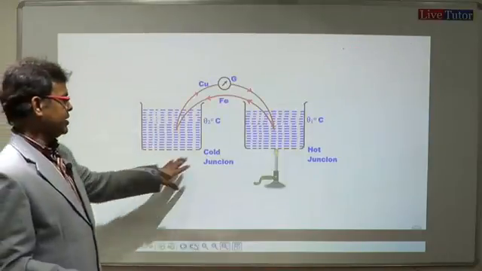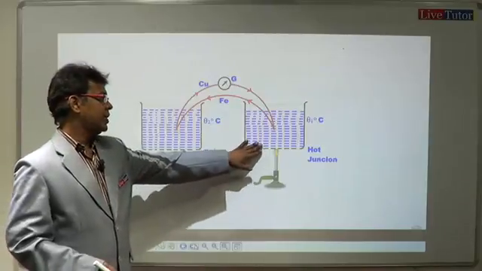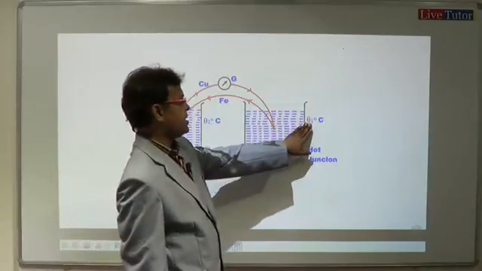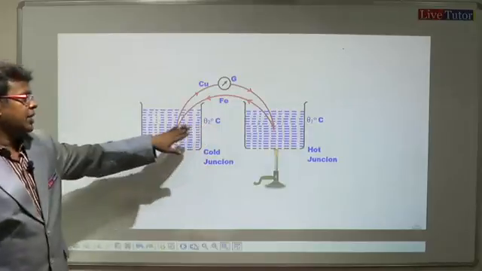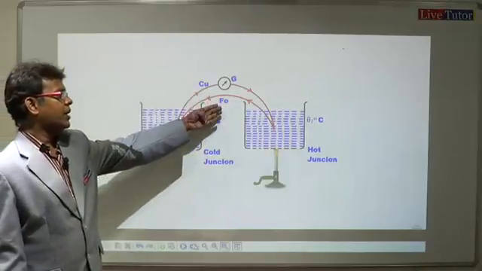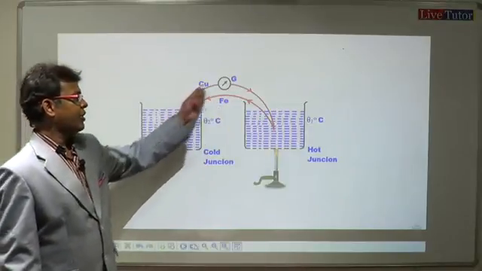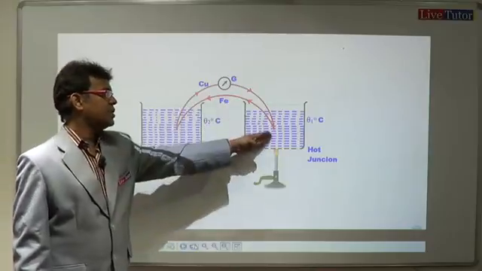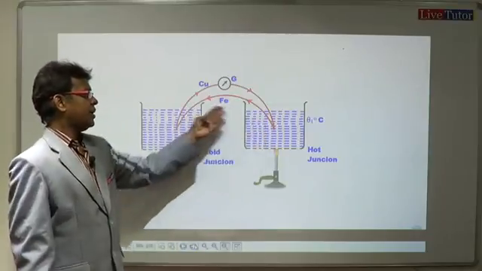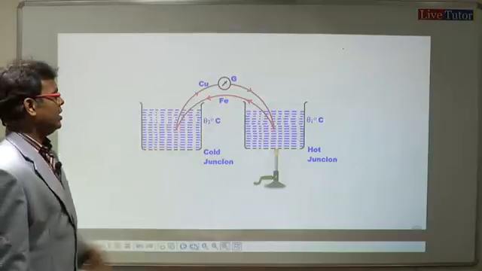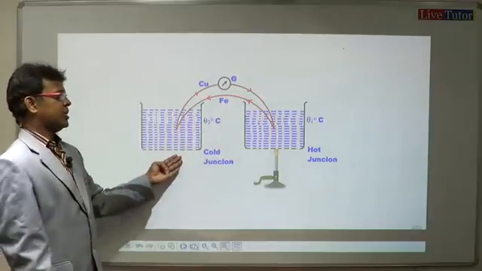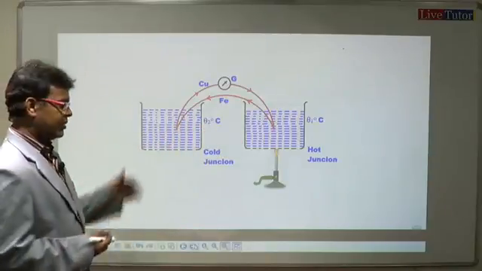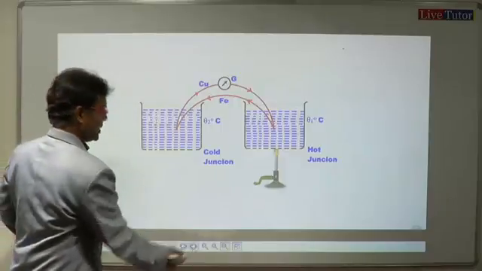You can see here, you can see that this is cold junction, this is hot junction. We say it is at theta 1 degree centigrade, it is theta 2 degree centigrade. We are using copper and iron here. The direction of current, you can see that from the cold junction to hot junction, and in this iron it will be from hot junction to cold junction. That the direction may be different, that we will learn once we go through this.